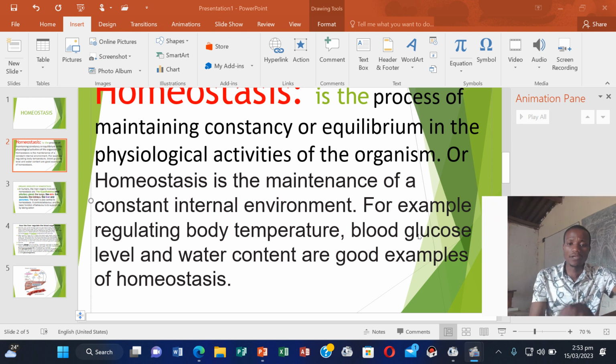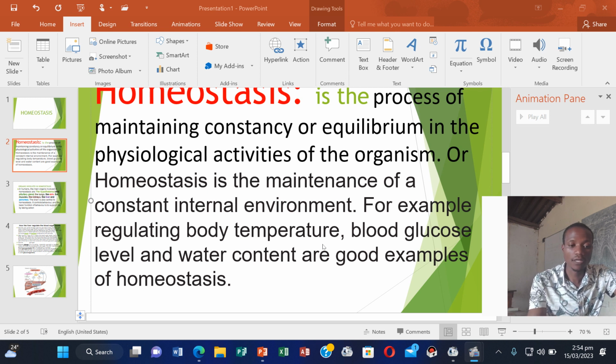Now we have examples of homeostasis. For example, we have regulating the body temperature, the blood glucose levels, as well as water content. These are good examples of homeostasis in the body of an organism. We have many. We have maintenance of carbon dioxide, maintenance of ions, many, but we have adjusted the three of them here.